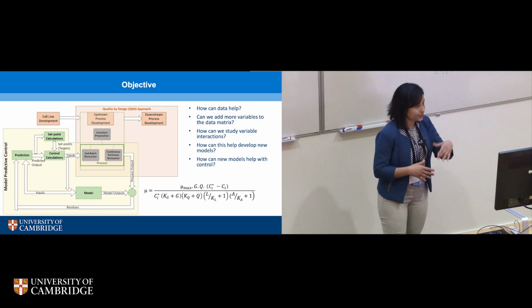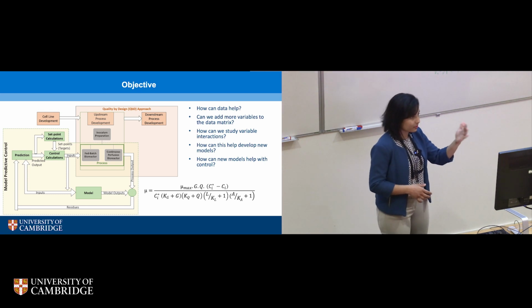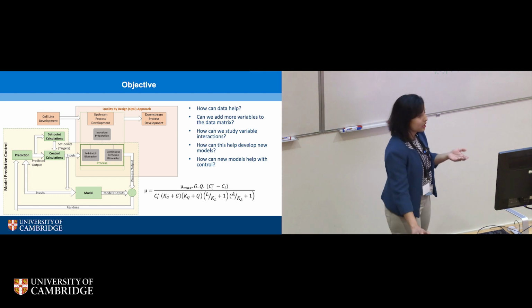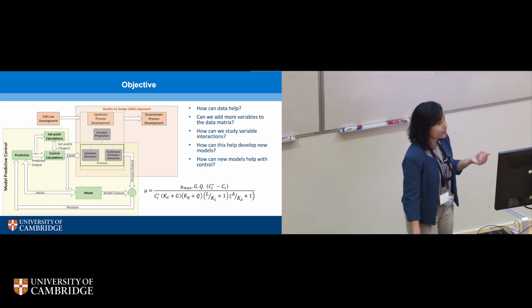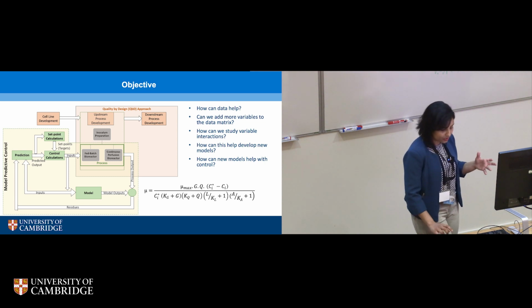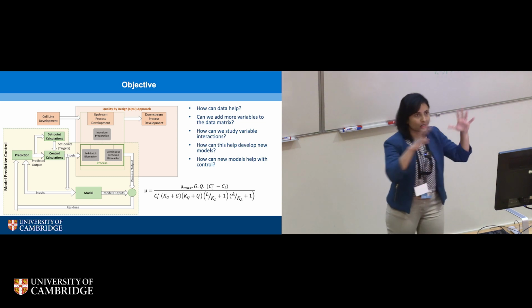A typical model predictive control scheme looks like that. Basically, you have a model which describes the process, and then you have predictions, which are used for control calculations, and then you use the process output to make up for the residues that you add to the predictions. I will talk about this more, but this is just to give an idea of where the whole project fits in.